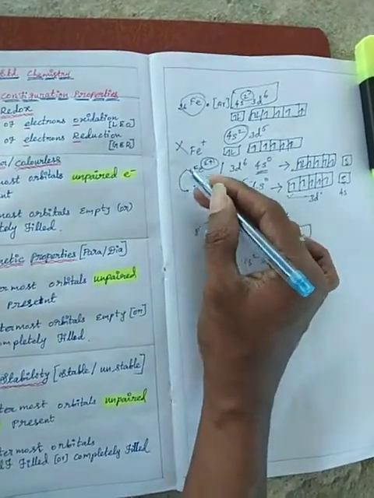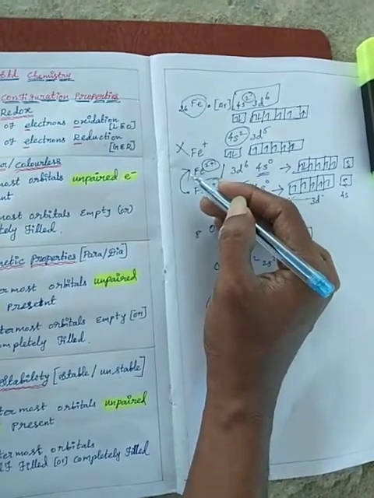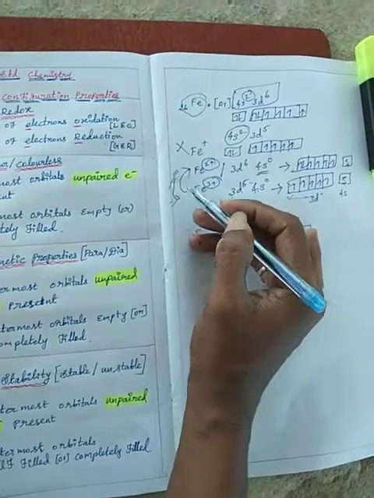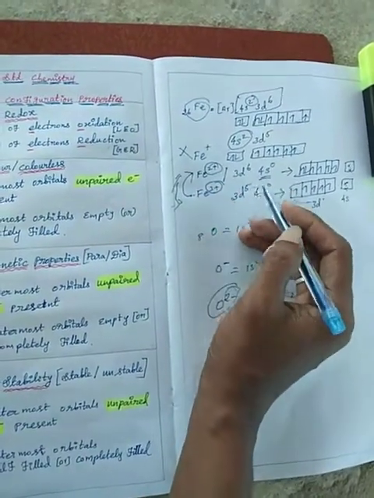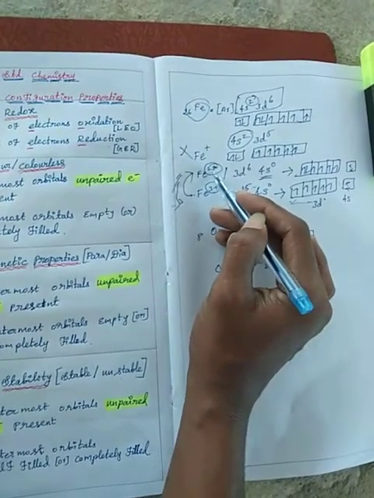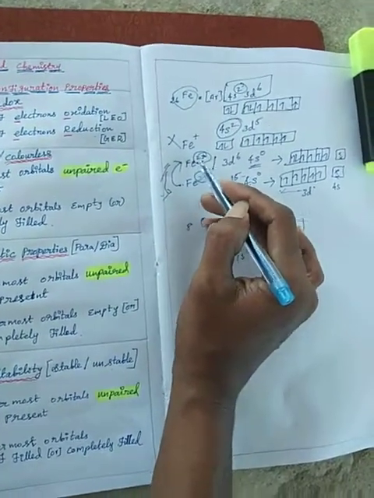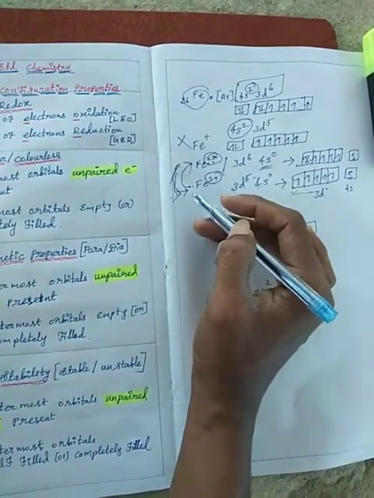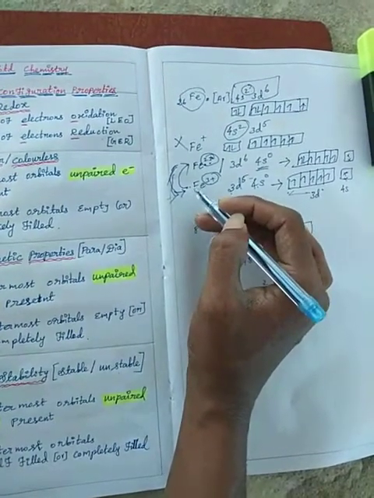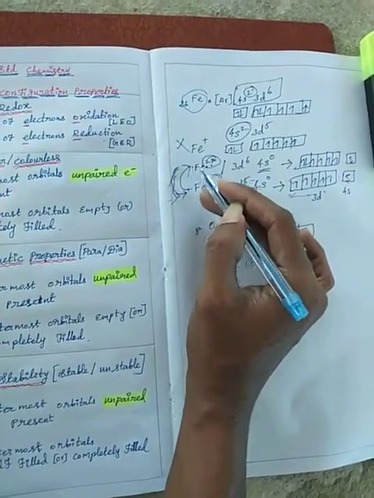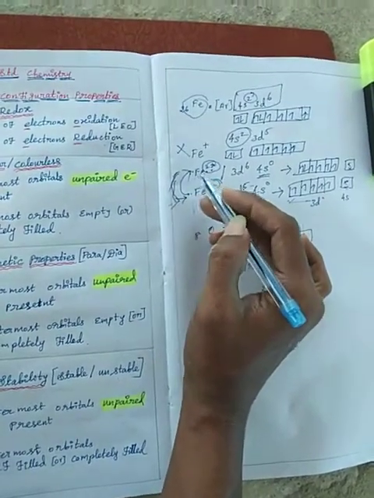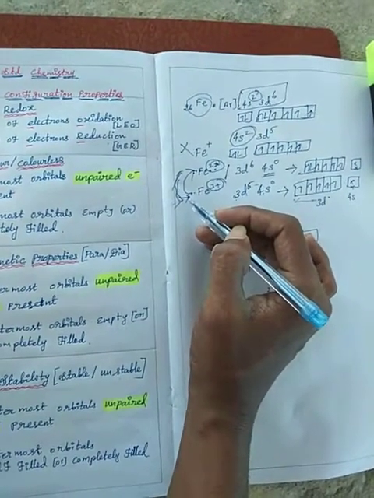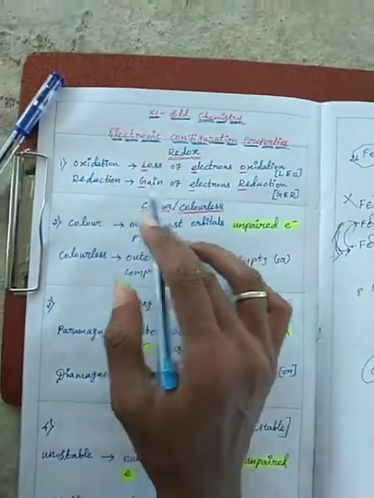Fe3 plus changes into Fe2 plus, and Fe2 plus changes into Fe3 plus. Fe3 plus converting to Fe2 plus means gain of 1 electron, which is reduction. Fe2 plus losing 1 electron to become Fe3 plus is loss of electrons, oxidation. Fe3 plus to Fe2 plus is gain of electrons, reduction. Fe2 plus to Fe3 plus is loss of electrons, called oxidation. So oxidation and reduction processes are very important.